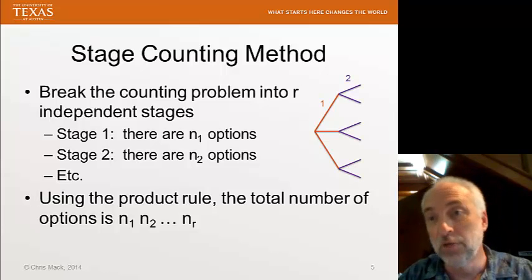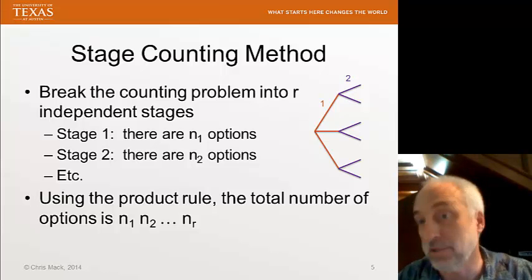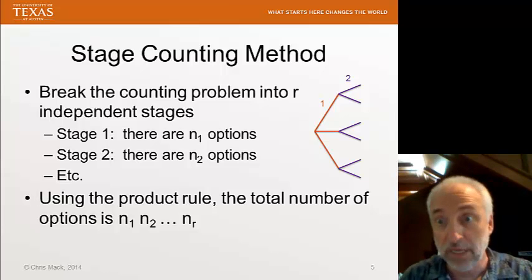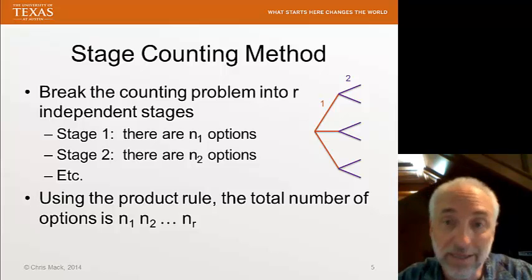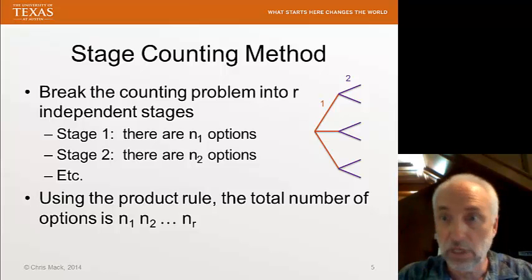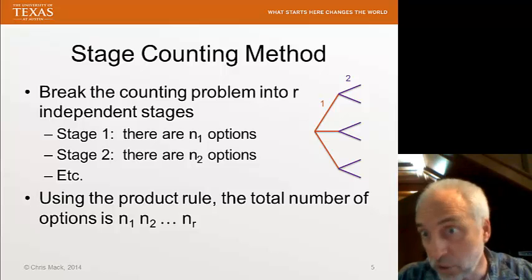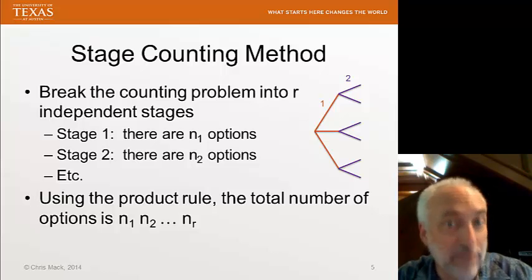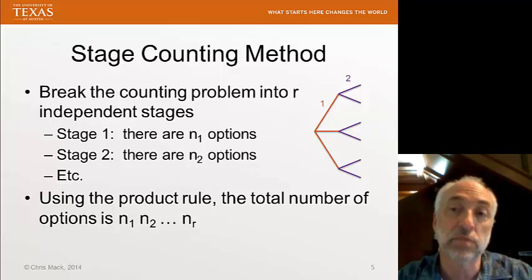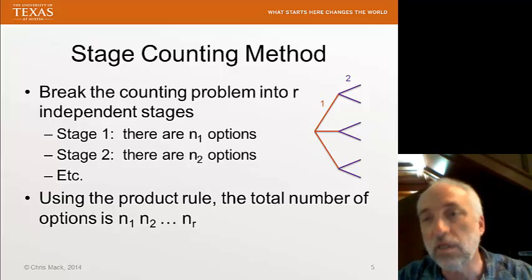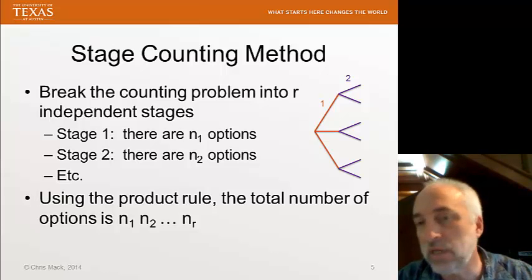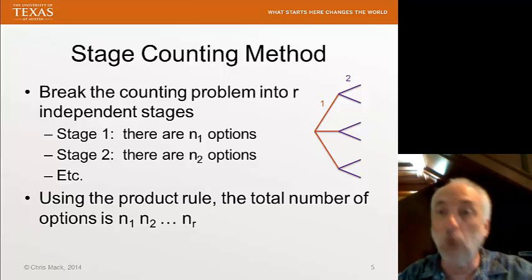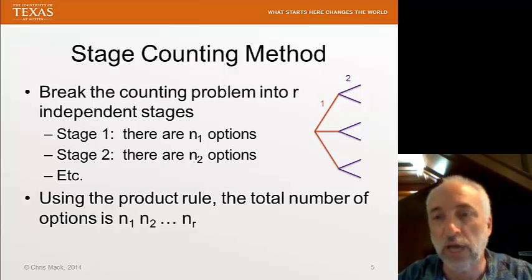Then at stage 2, I have, say, 2 options. So for each branch of stage 1, I have 2 options available. Now, here's the key. These are independent stages. In other words, my 2 choices that I have at stage 2 are independent of which choice I made at stage 1. If they're not independent, then it's a whole different counting problem. But if they are independent, the number of choices I have at stage 2 is independent of which choice I made at stage 1, then I always have 2 choices for each outcome from stage 1.